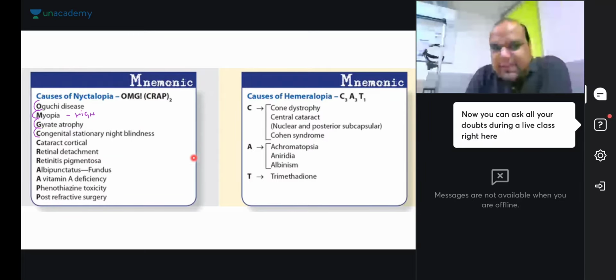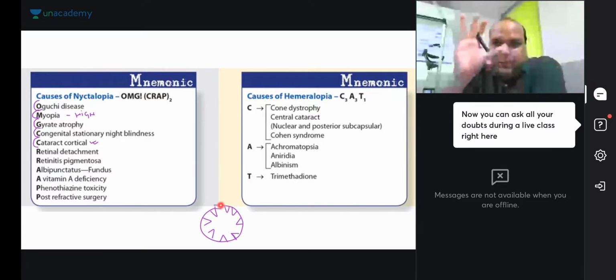C for congenital stationary night blindness, again, I will cover this disease from the name itself. C for cortical cataract. You should remember this cortical cataract. Where is cortical cataract present? Cortical cataract is present in the periphery of the lens. Because it is present in the periphery of the lens, at night when the pupil dilates, light is not able to go inside, and it causes loss of vision in dim light or night light.